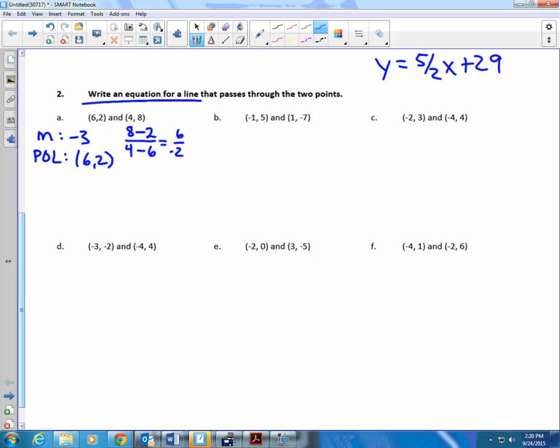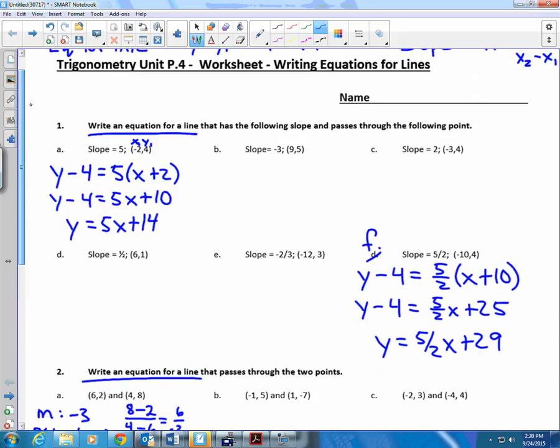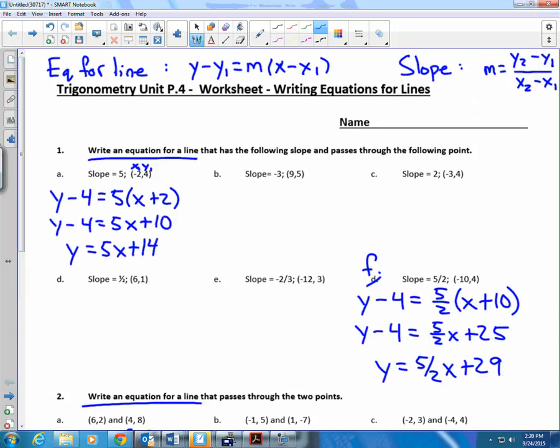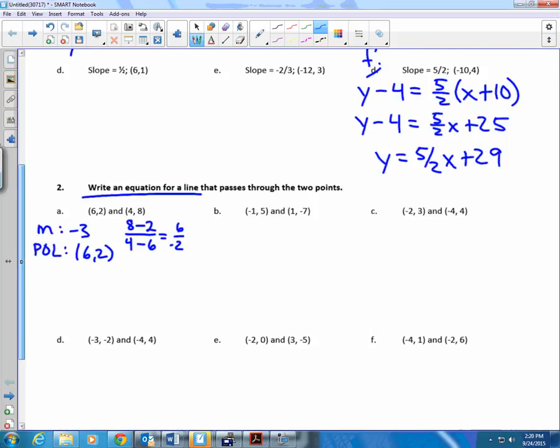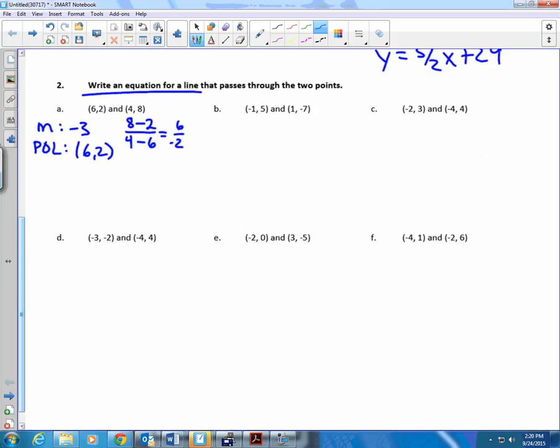Now you have slope and you have a point on your line. You can now use your equation right up here. Y minus y1 equals m times x minus x1. Y minus what? 2 equals, what's m? -3 times x minus 6. Y minus 2 equals -3x plus 18. Add the 2, y equals negative 3x plus 20.